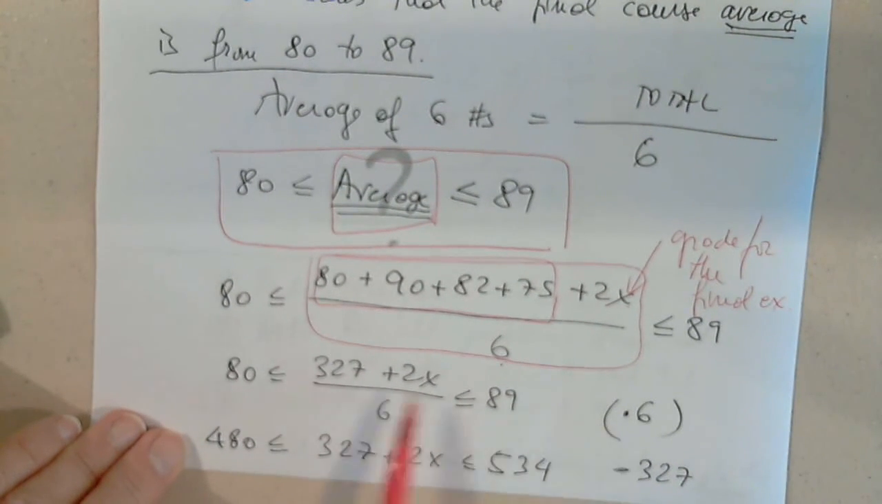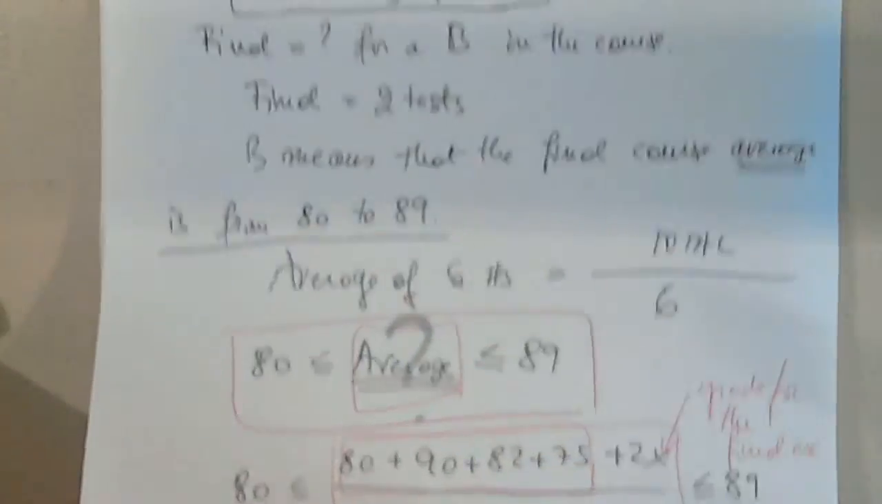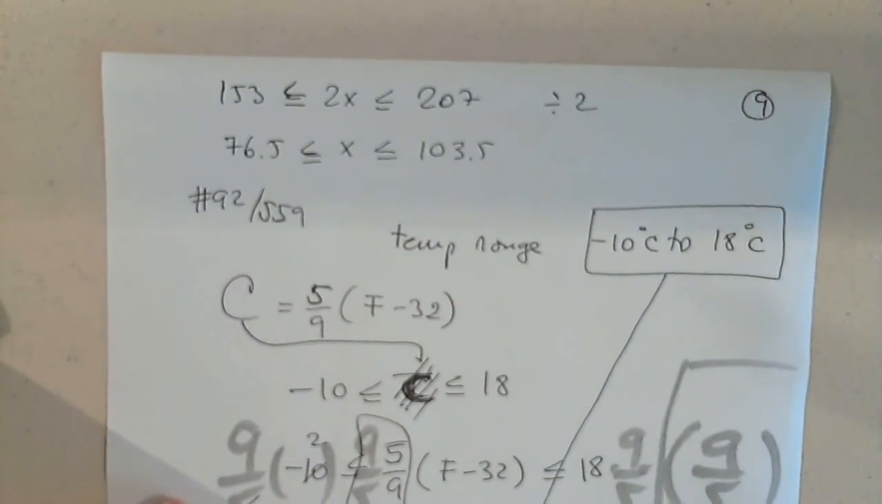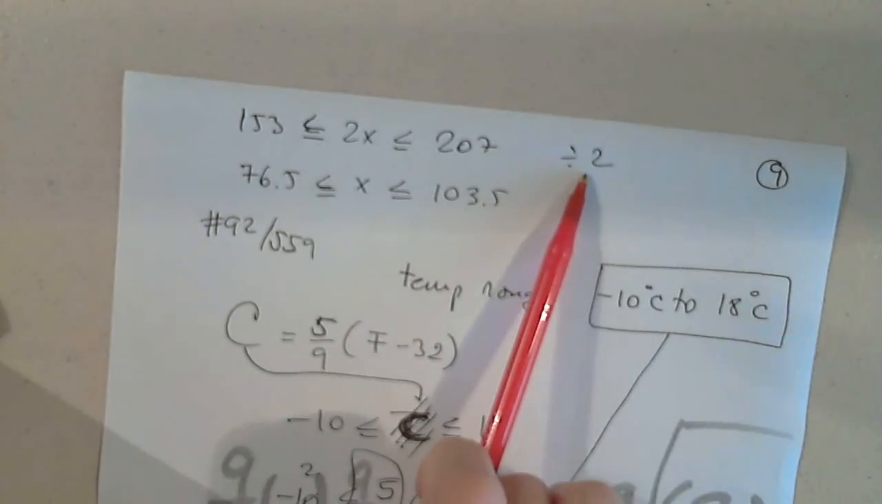Then we multiply all 3 sides by 6. We get this, and then we have to subtract 327 from all 3 sides. That brings us to the last page of this lecture. And we have 2x left in between, and then we divide by 2.